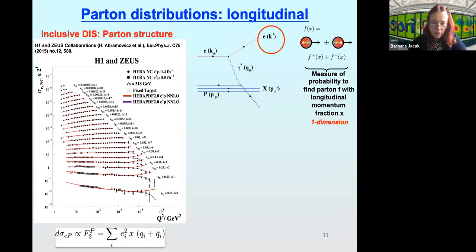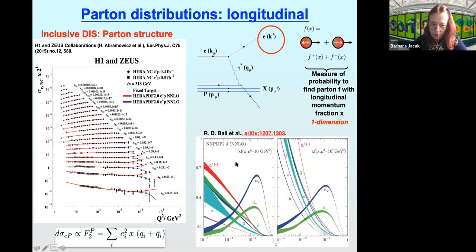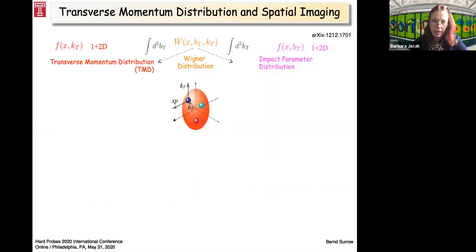I want to start with the longitudinal parton distributions. Here is a plot that all of us have seen that shows the cross-section for deep inelastic scattering as a function of Q squared with bands for different regions of X. And these are inclusive deep inelastic scattering. And those then were used to extract the actual densities of valence quarks, gluons, and C quarks. Again, this was done by just measuring the outgoing electron.